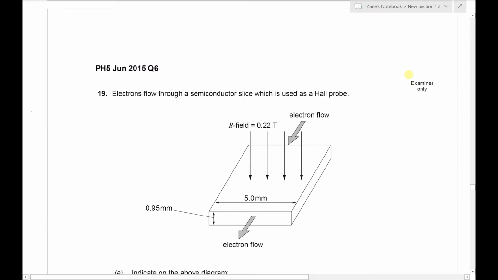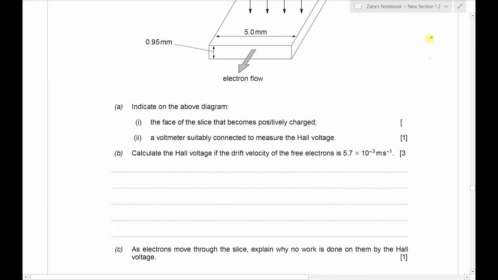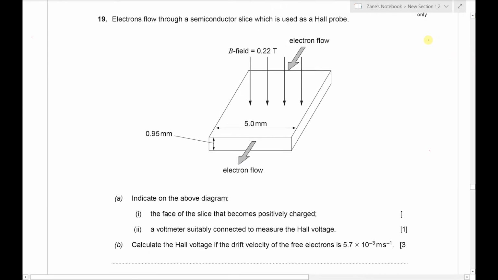This was question 6 on the June 2015 Unit 5 paper. This is about the Hall effect, which is nowadays in Unit 4. So what we've got in the first part of the question is electrons flowing through a semiconductor slice that's being used as a Hall probe, and we've got various bits of data on the questions. First of all, we've got to indicate on the diagram the face of the slice that becomes positively charged.